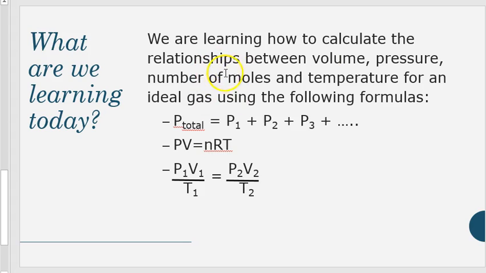As far as the number of moles goes, temperature does not affect the number of moles, but the number of moles does affect the volume and the pressure. Again, this is the equation we're going to use. This is what we call the combined gas law, which combines all of the variables that we've talked about besides moles. So we're dealing with pressure, volume, and temperature only.